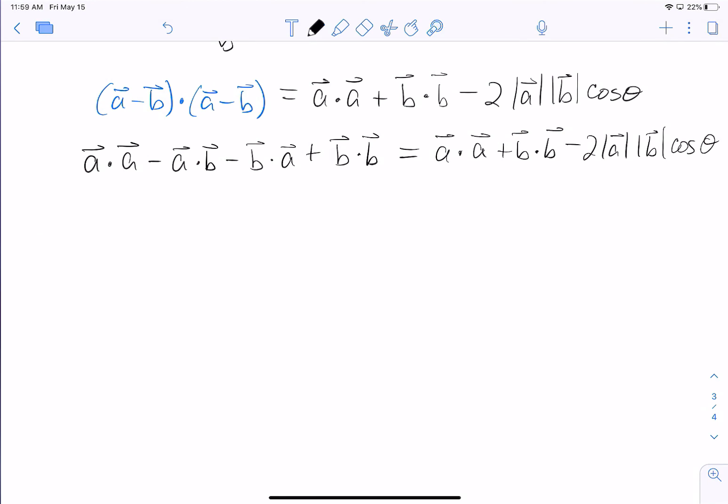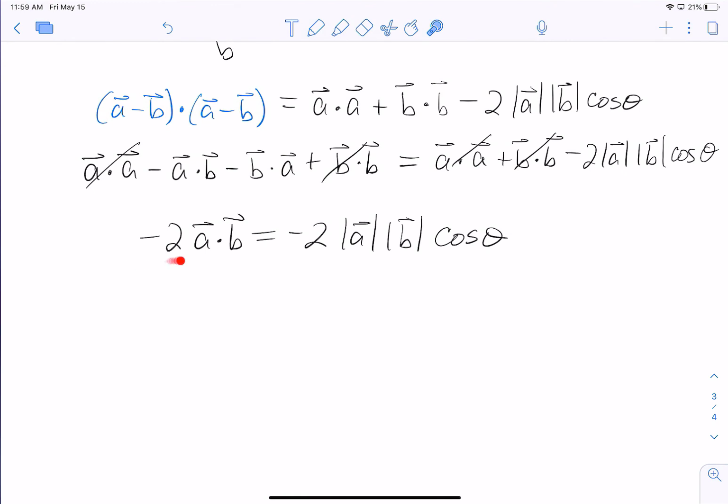Subtracting out matching terms, and remembering that the dot product is commutative, we end up with -2 a dot b is equal to -2 magnitude of a, magnitude of b, cosine of theta, and dividing by -2 yields the definition that we alluded to before.